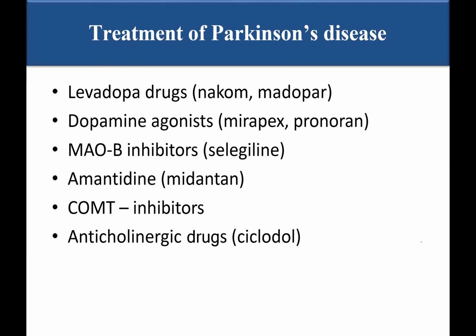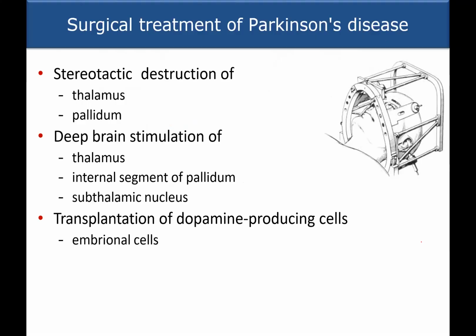First of all, supplement the dopamine by levodopa or dopamine agonists, like Mirapex or Pronaran. Or you can use MAO inhibitors, or catechol-O-methyltransferase inhibitors, or amantadine, or, to potentiate the dopamine, anticholinergic drugs like Cyclodol. So this is the drug treatment. This also I have said.